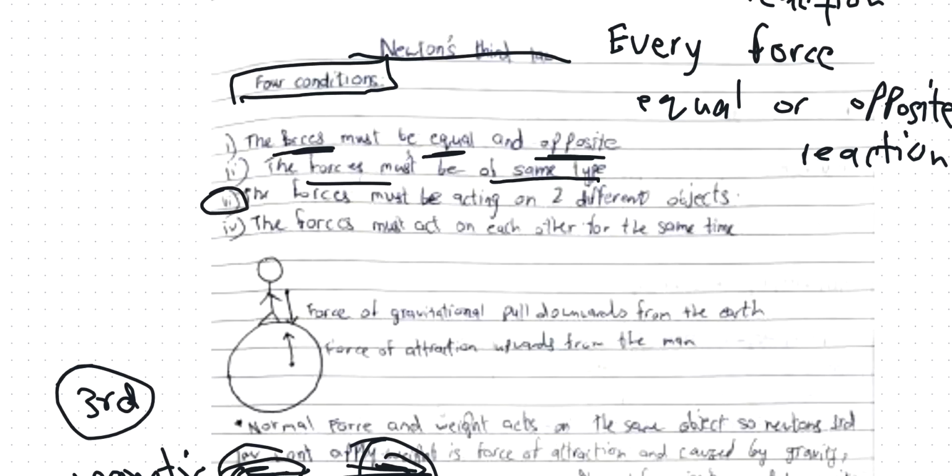Let me just move to one. Yeah, if you have a question, you can raise your hand. The third rule is that the forces must be acting on 2 different objects. I'll explain this using an example, but the fourth and the last rule is that the forces must act on each other at the same time.